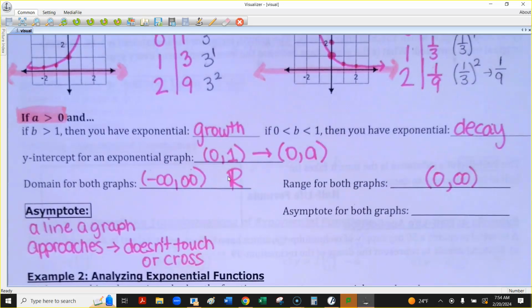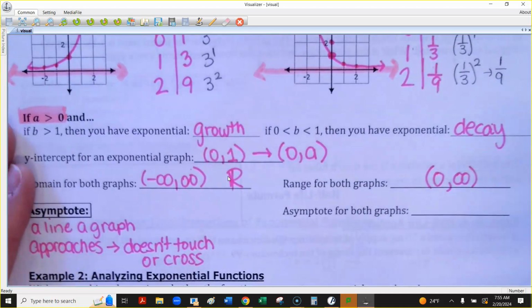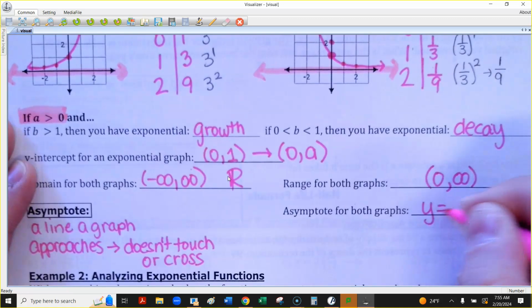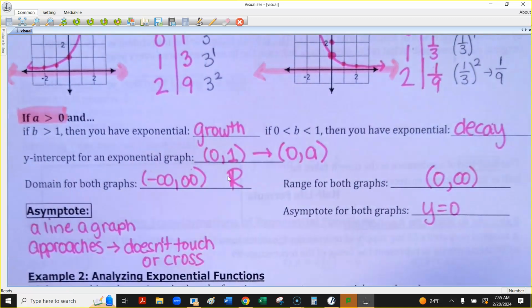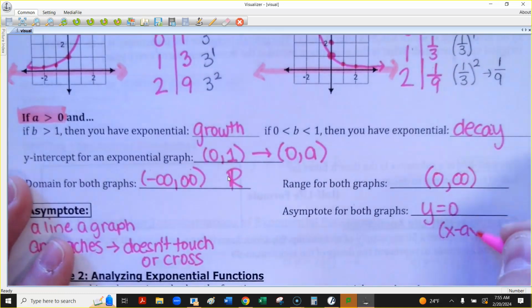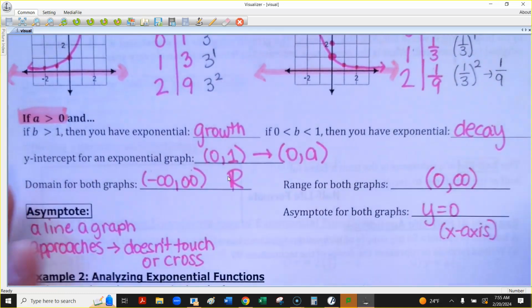Now, both of these graphs have the exact same asymptote. It's just the x-axis, right? So the actual equation is y equals 0. It's a nice horizontal line. All the y coordinates are 0. It is going to be the x-axis, but the actual equation of that x-axis is y equals 0. Okay, is anybody having a question about the graph so far?